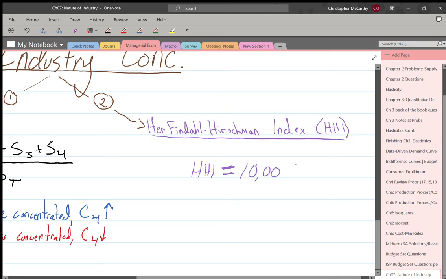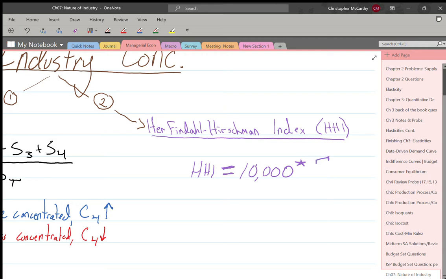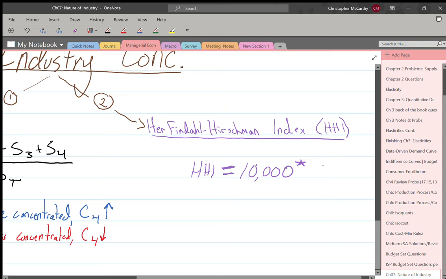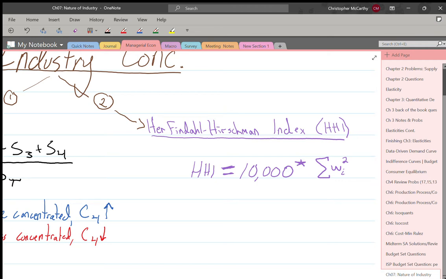So it takes 10,000 and then multiplies that by the summation of all of the individual market shares of each of the companies that we have data on. So it's kind of like a least squares formula here. It squares the relative concentration of all of the different firms, not just the first four, and then it scales it by 10,000.